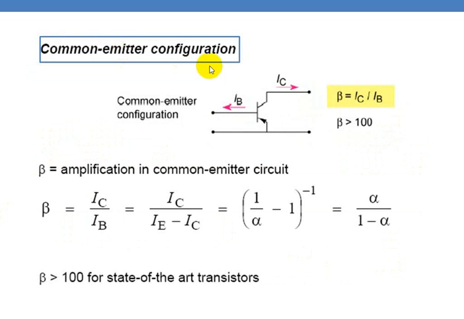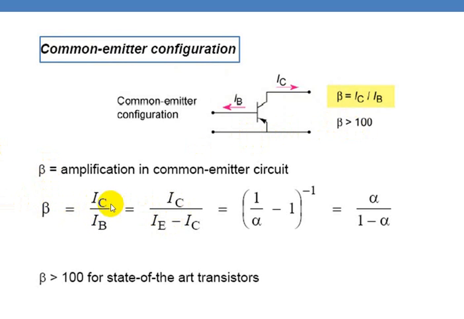Coming to the common emitter configuration, the emitter terminal is common between input and output. The input current is the base current and the output current is IC. The beta is IC by IB. Beta will usually be greater than 100, so the current gain is high as compared to the previous case. Further, beta can be written as IC by IB.